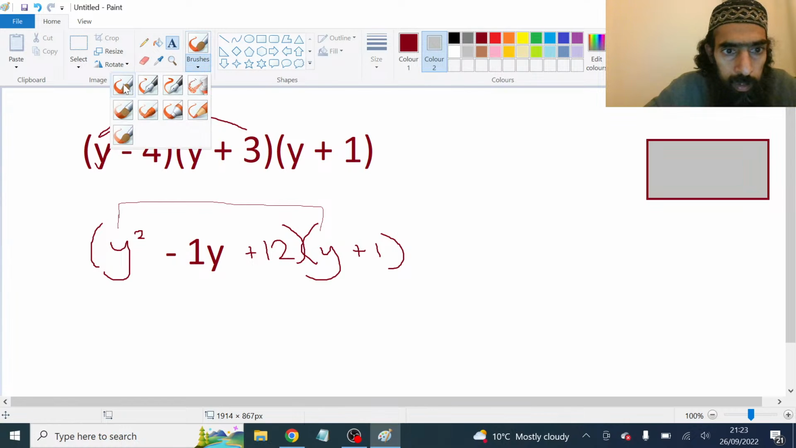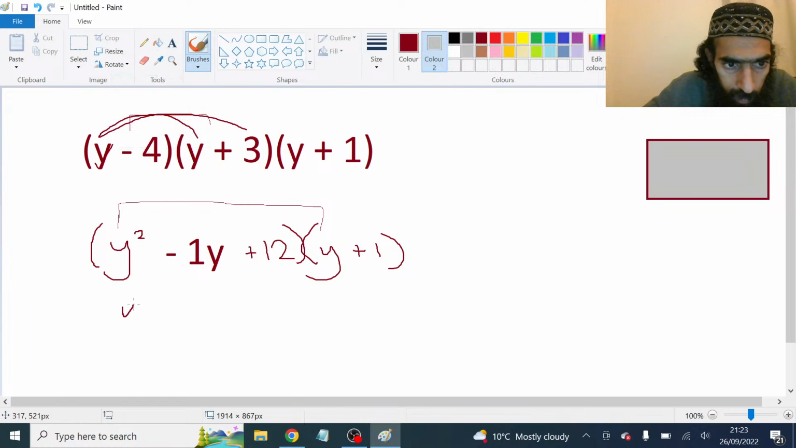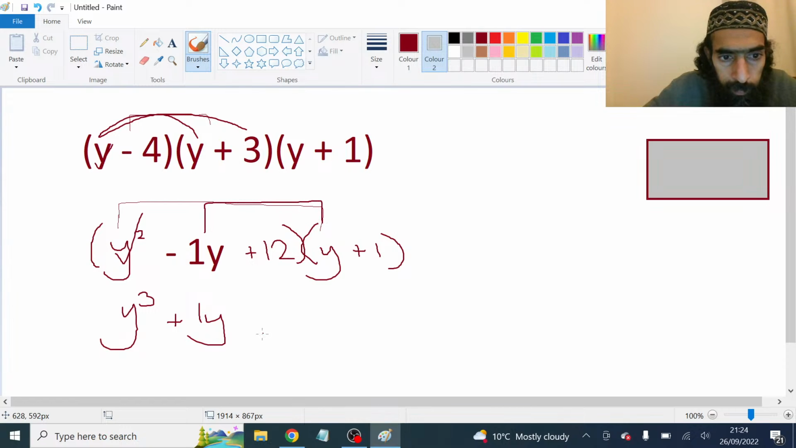So that would be y squared times y, which is y cubed. Keep your focus here, y squared times the plus 1, that's plus 1y. We can tick that off now. So now we move our focus onto the minus 1y. Times those two, and that would be minus 1y squared. Keep focus on this, minus until everything is done. Minus 1y times the 1, which is plus 1y.